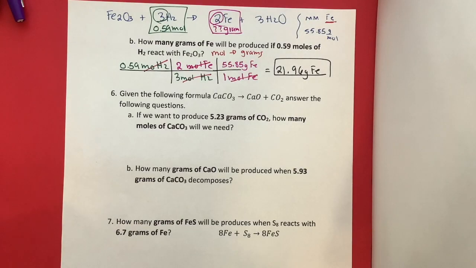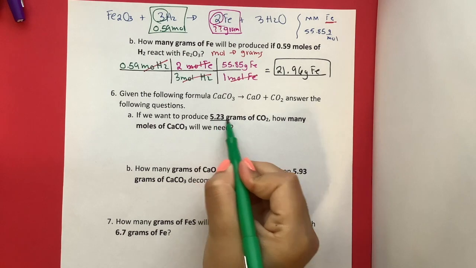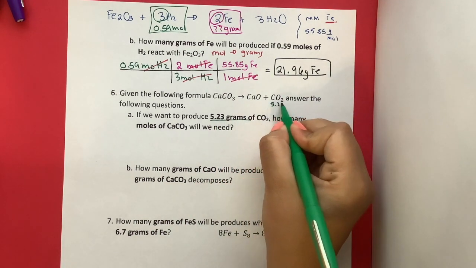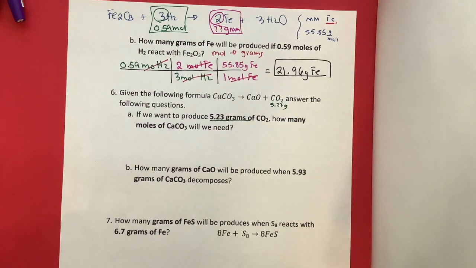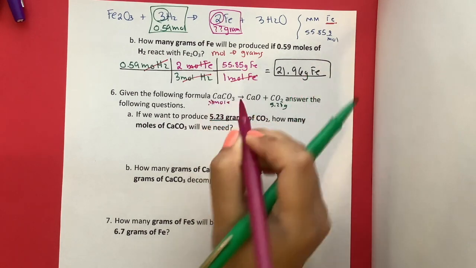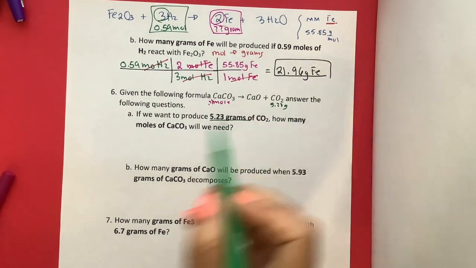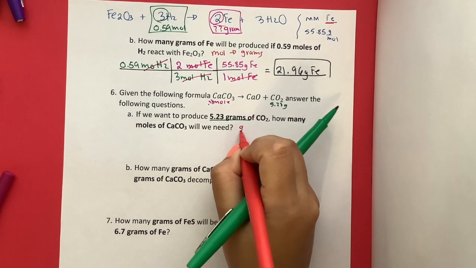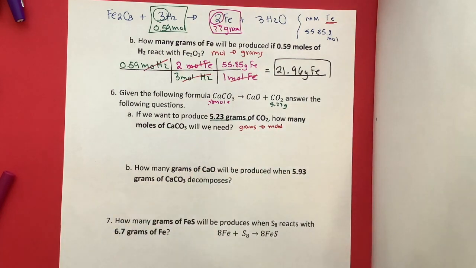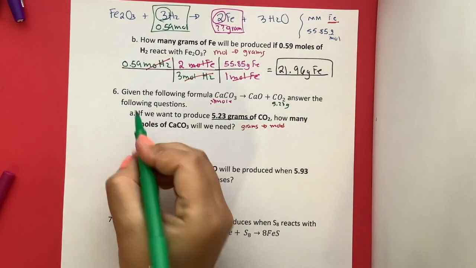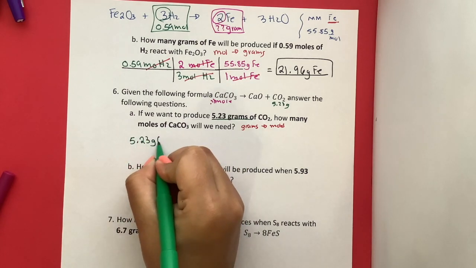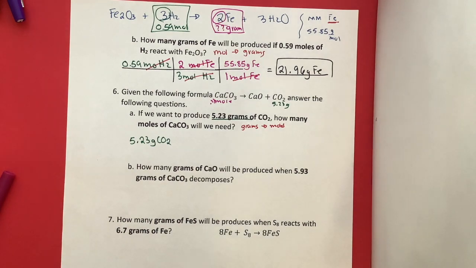Number 6 says if we want to produce 5.23 grams of carbon dioxide, how many moles of calcium carbonate do we need? Okay, so again, in this question, they're giving us information in grams, asking us to go to moles. So from grams to moles. My first step is I'm going to write what was given to me. 5.23 grams of carbon dioxide.